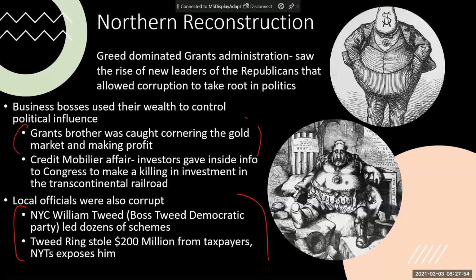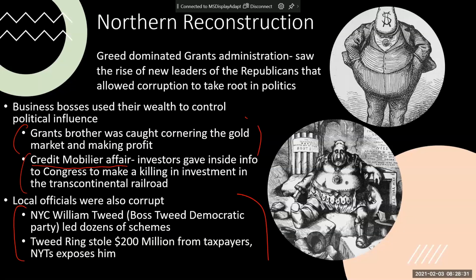Grant himself wasn't involved, but even his brother became a big issue, to the point where we started to see, and probably one of the most famous incidents was the Credit Mobilier affair, which was basically people investing in the Transcontinental Railroad, and they were overhyping the investment, how it's going to pay off. And then when people would start to buy in and wanted to join in on this, the people that started the investments would sell off their parts and basically take all the money for themselves. And at the end of the day, the people that were investing were not getting enough money for what they put in.